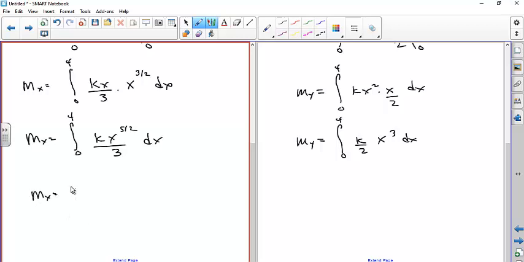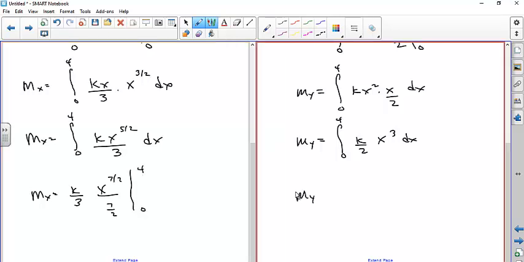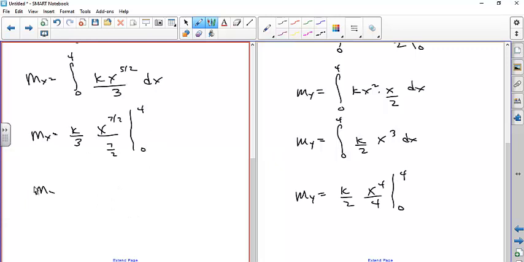So we have our constant k over 3. The integral of that is x to the 7/2 divided by 7/2. We're going to evaluate that between 0 and 4. Over here we have k over 2, x to the 4th over 4, between 0 and 4. So let's see what we get. We get 2k over 21. So we take the reciprocal of that. And then we put 4 to the 7/2 power.